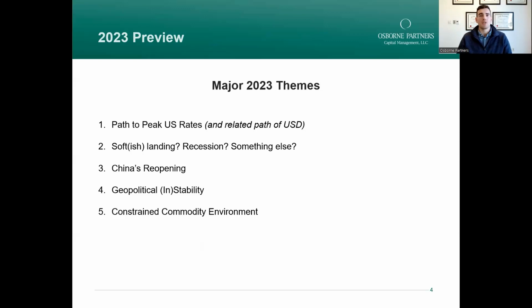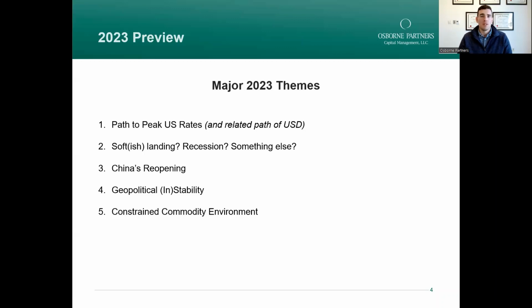Those factors will have a direct relationship with the path of the US dollar, whereby last year we saw rising rates lead to a strengthening dollar. This year, we may see peak US rates and a pause period, which will have a very different impact on the dollar. Number 2, relatedly to the Fed path, is: does the US economy find a soft landing? Do we enter into a recession? Maybe somewhere in between. Number 3, the impact of China's reopening on not only global growth, but also ultimately the balance of commodity prices and supply and demand, as China is the largest consumer of most commodities in the world.